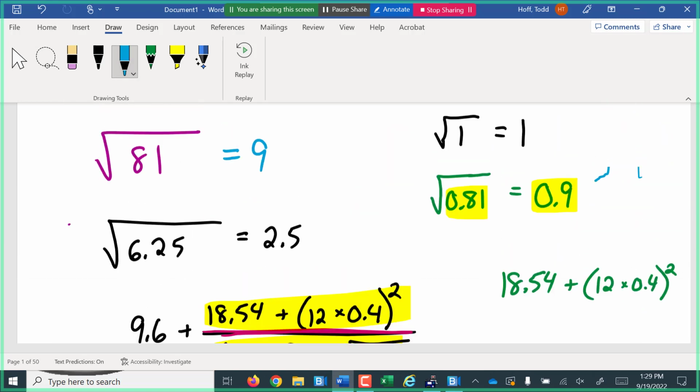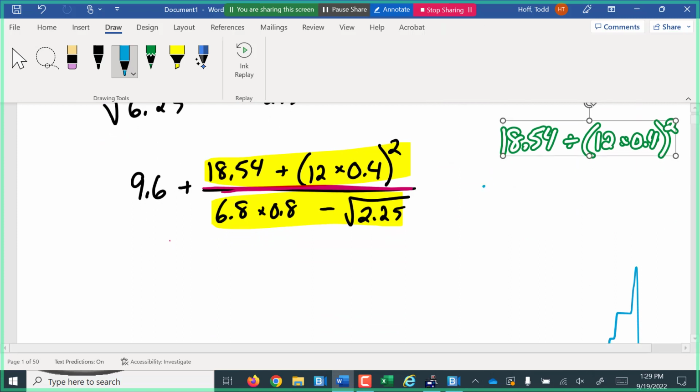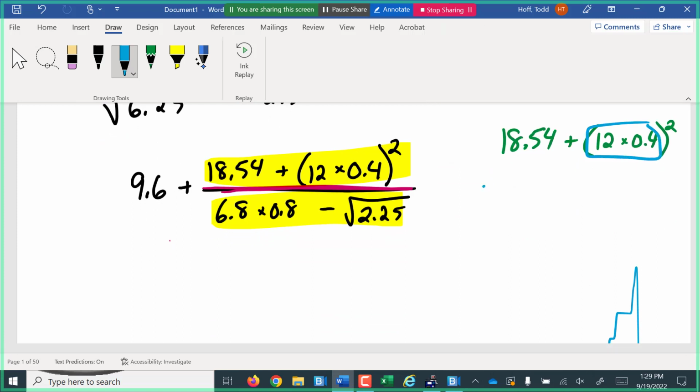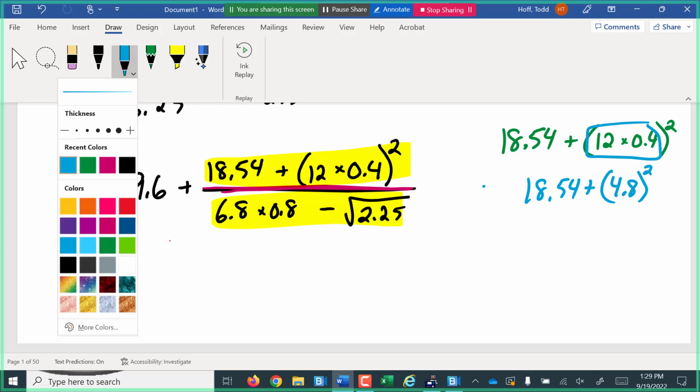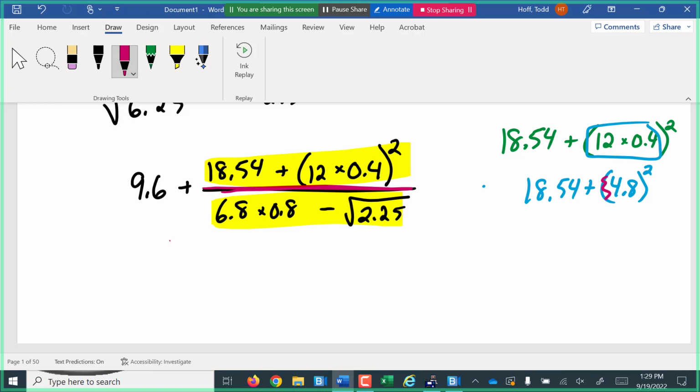Parentheses. Good. 12 times 0.4 is... 12 times 4 would be 48, so 12 times 0.4 is 4.8. Good. Now we've reduced what's inside the parentheses to a single number. Can I take the parentheses away? I could. I would just have to remember to leave the squared on the 4.8.